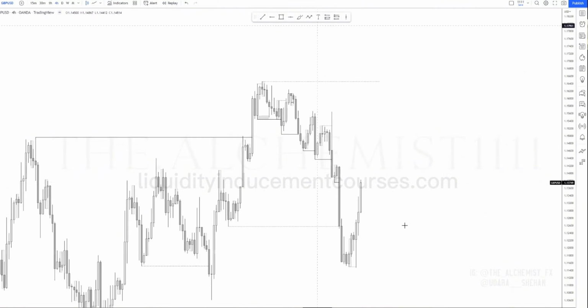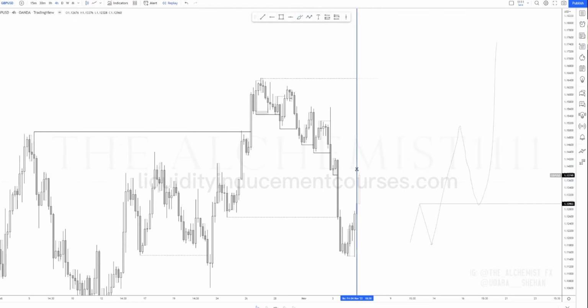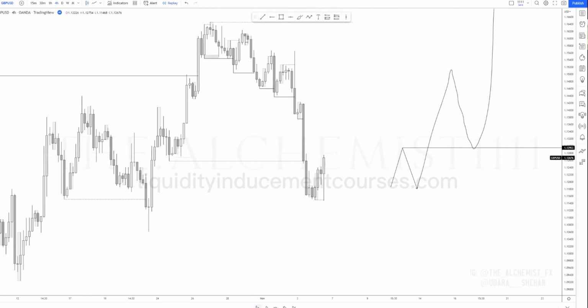Same thing. And once a resistance breaks, what happens? First, it will act as a resistance. Once it breaks, you know what happens? It will turn into a support. Let me show you an example of that real quick. In here.